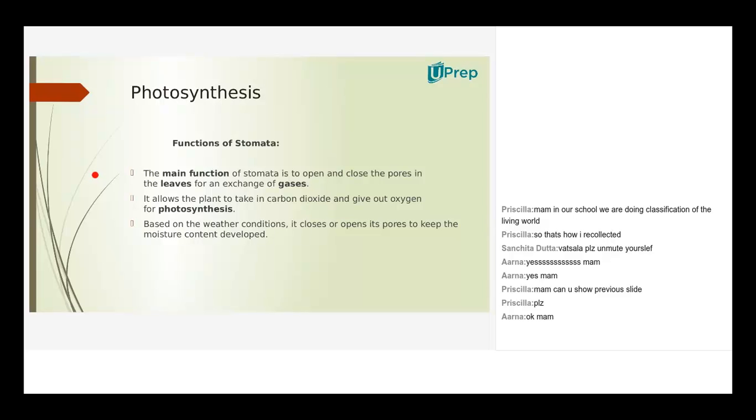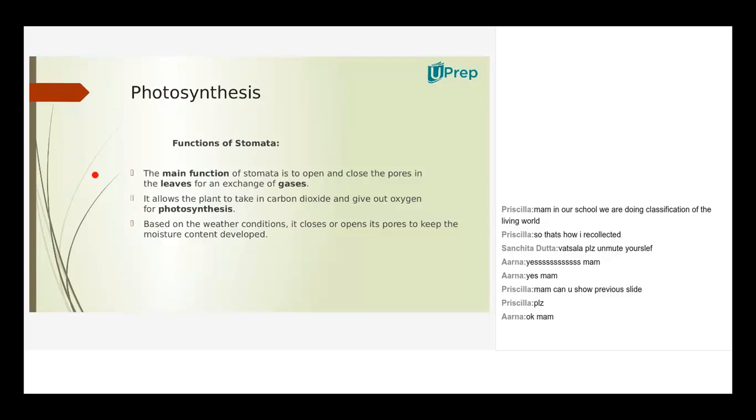So this is the function of the stomata, right? Who will be able to read this out? Anna, read this out. Yes, ma'am, of course. The main function of stomata is to open and close the pores in the leaves for an exchange of gases. It allows the plants to take in carbon dioxide and give out oxygen for photosynthesis. Based on the weather conditions, it closes or opens its pores to keep the moisture content.